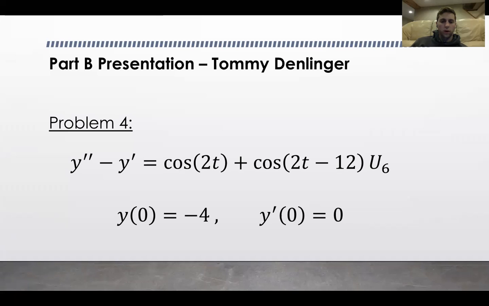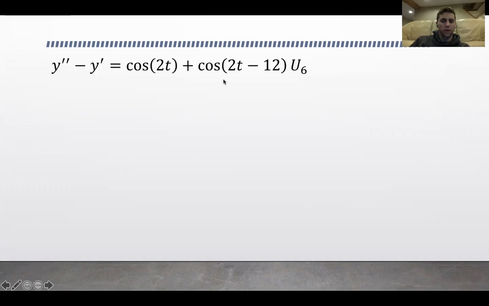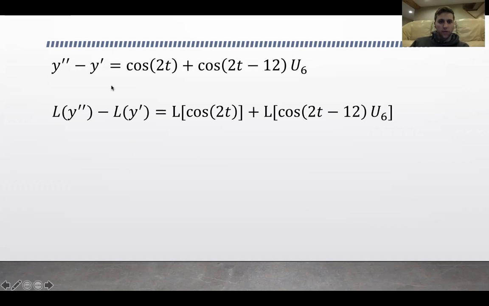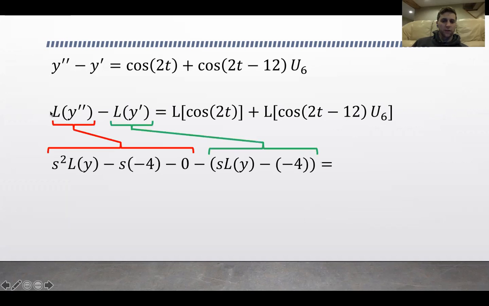So we'll get started. I just have that equation written again up here. And then we'll start by taking the Laplace transform of the entire thing. So we have Laplace of y double prime minus Laplace of y prime is equal to L of cosine of 2t plus the Laplace transform of cosine 2t minus 12 times the unit step starting at 6. So we'll break down the left side first.